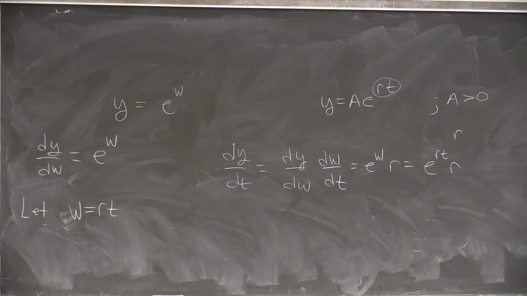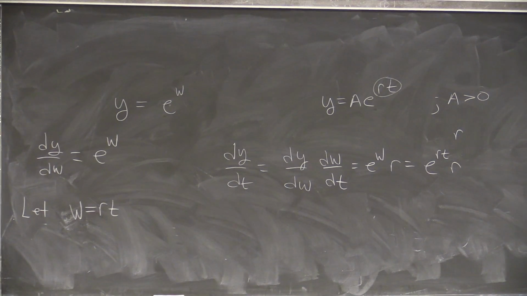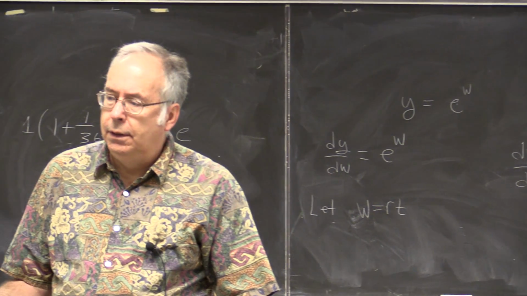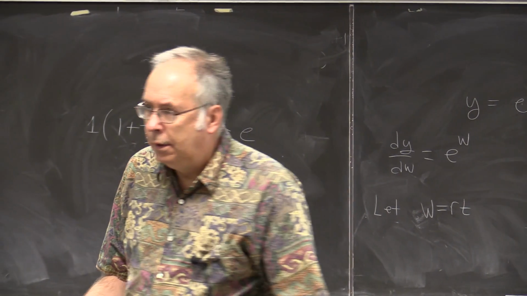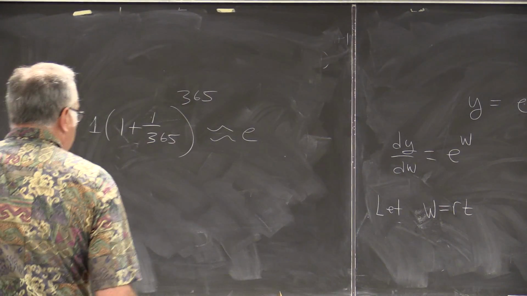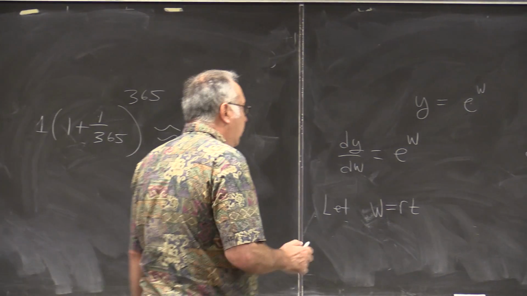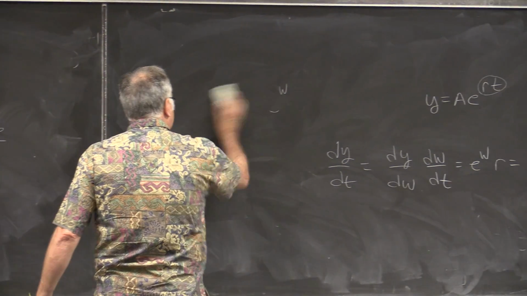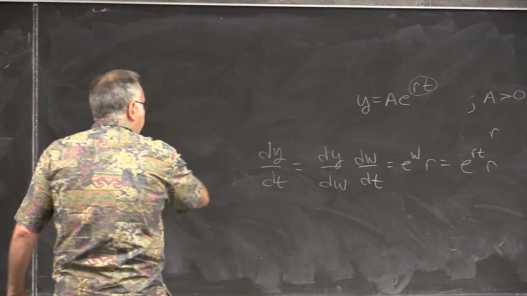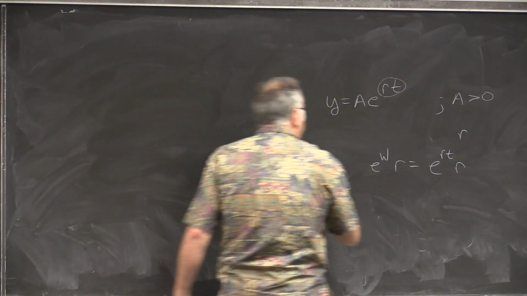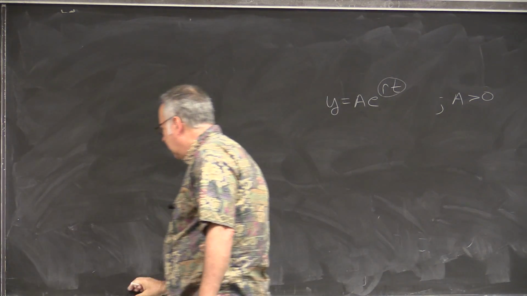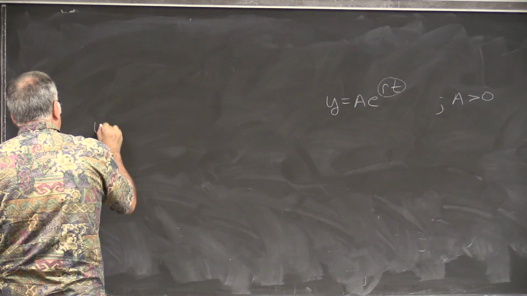Now the interpretation of little r is very important here. The interpretation is that it is the instantaneous growth rate of the function. r is the instantaneous growth rate. And I'll prove that in just a minute. But let me just give you some intuition here first. Suppose you have an equation like this.